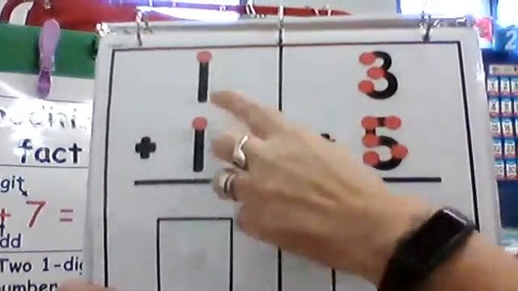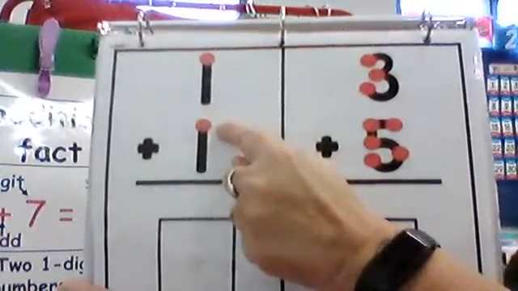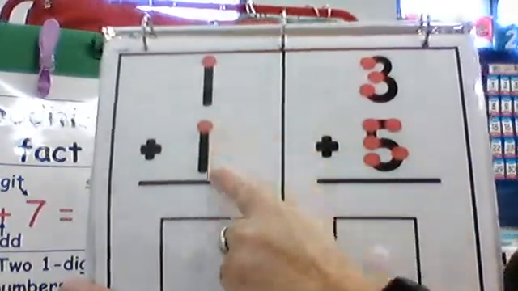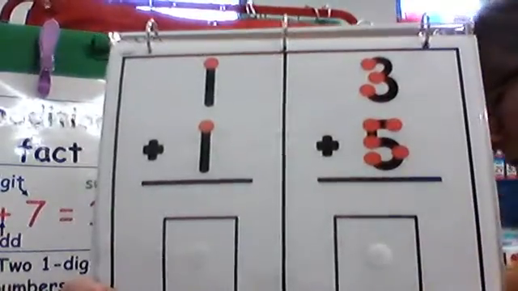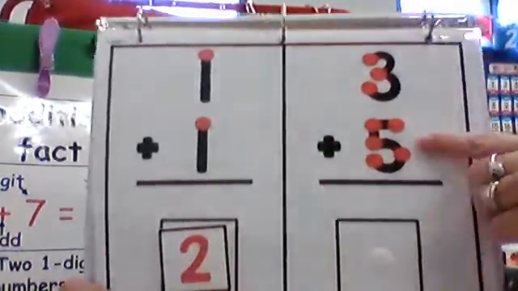First problem. 1 plus 1. Let's count our touch points. We have 1 red dot, 2 red dots. So 1, 2. So the answer here is 2. That's right.